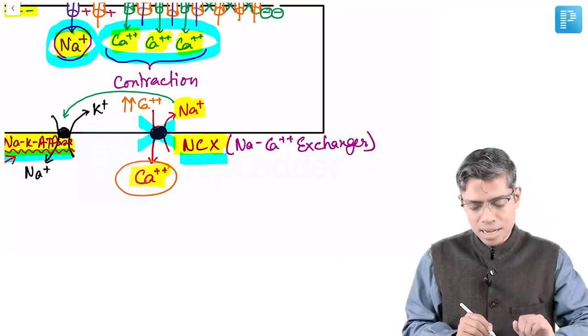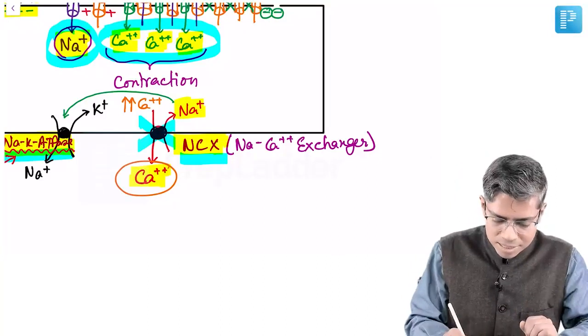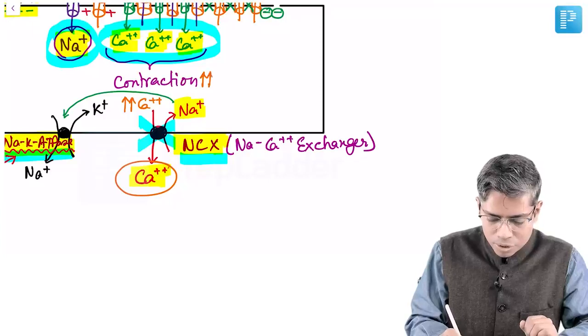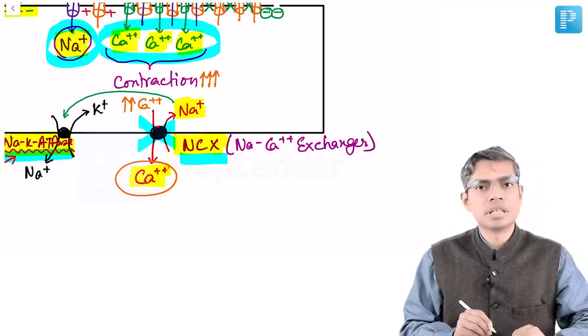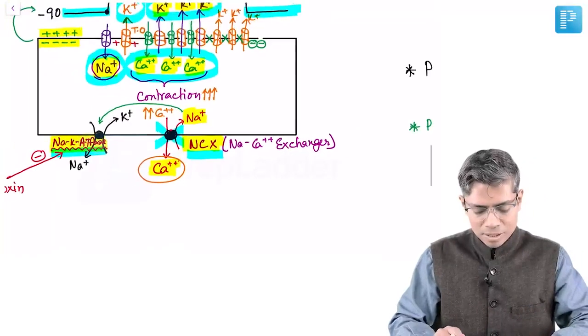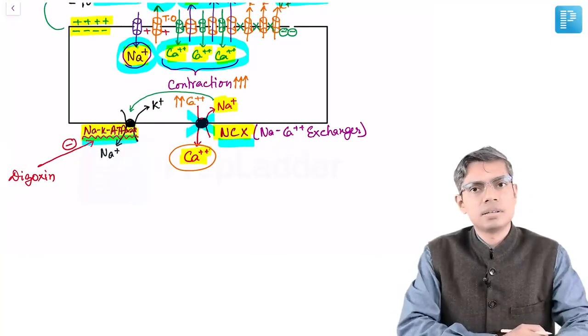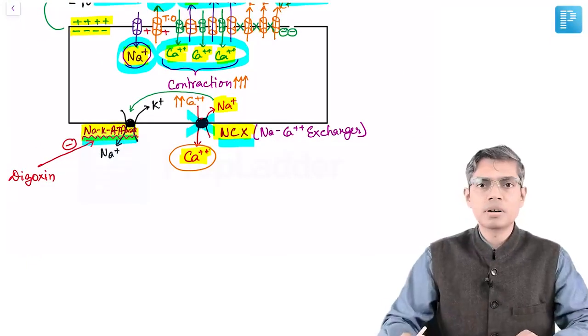Calcium concentration will gradually increase, and because of increased calcium concentration, the force of contraction of the myocardium will also increase, and that is the mechanism of action of digoxin drug. I hope all of you know this from your pharmacology knowledge.